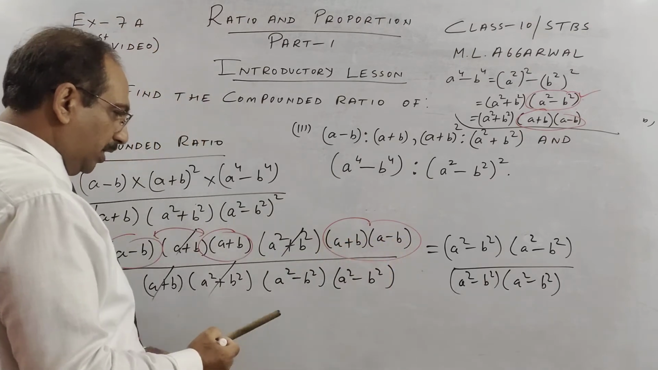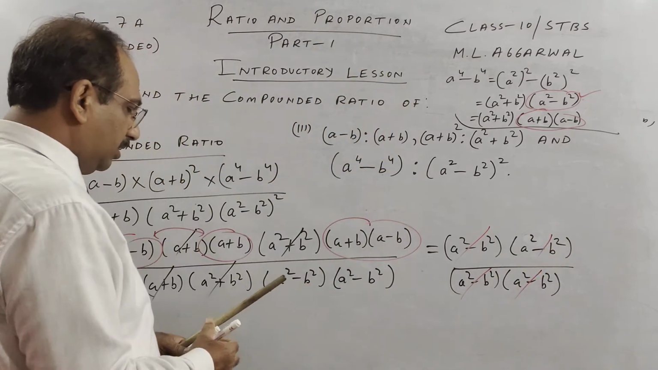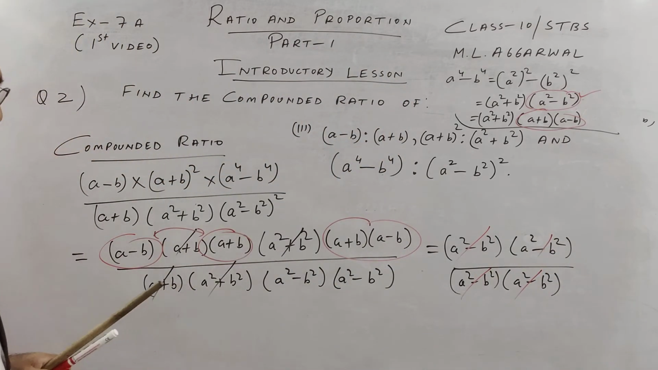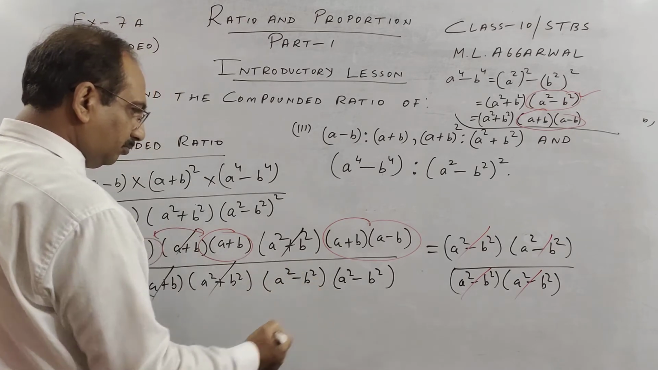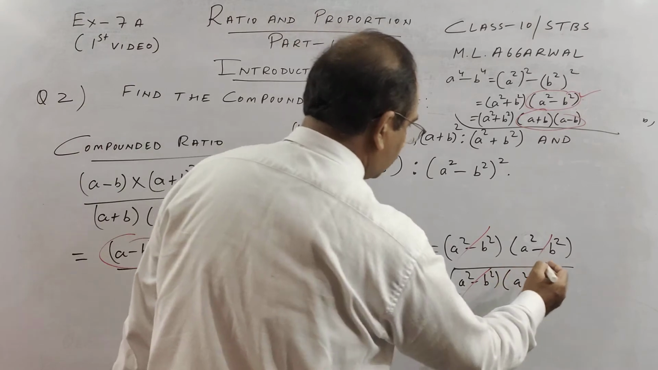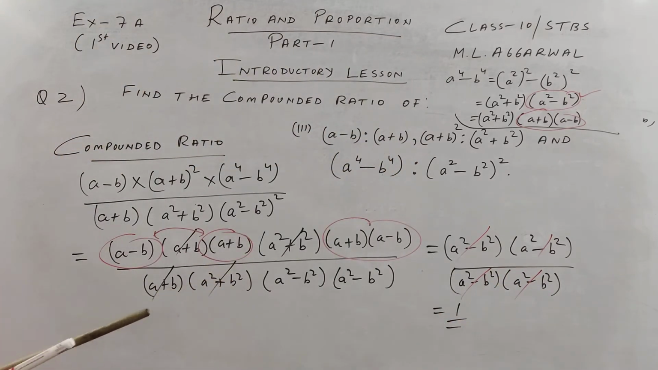So anyway, you can do later, and then you see this cancels, and finally such a big question after cancellation, it becomes 1. So 1 is the compounded ratio of this particular question. So kindly pause the video and copy, then we move on to question 3, 4 and onward.